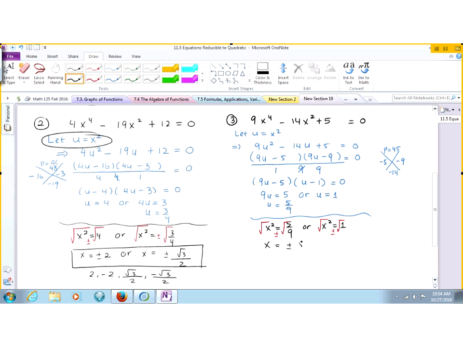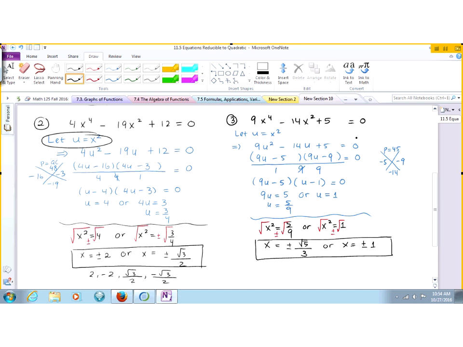So x is equal to plus or minus what? Square root of 5 over 3, or x is equal to plus or minus 1. Okay. So in MathXL, what are we entering? Plus or minus square root of 5 over 3, comma, plus or minus 1? Okay, good.